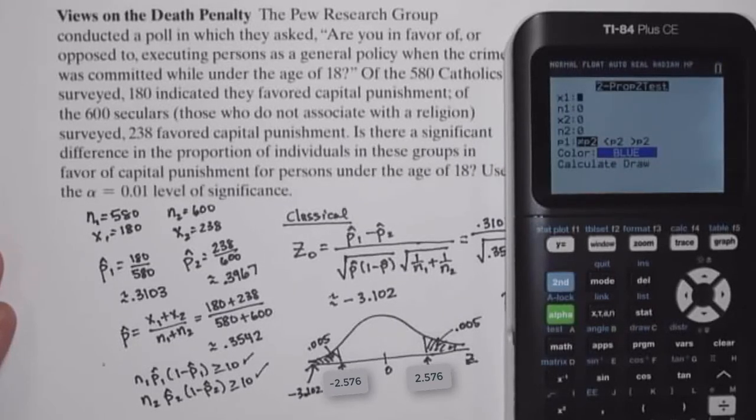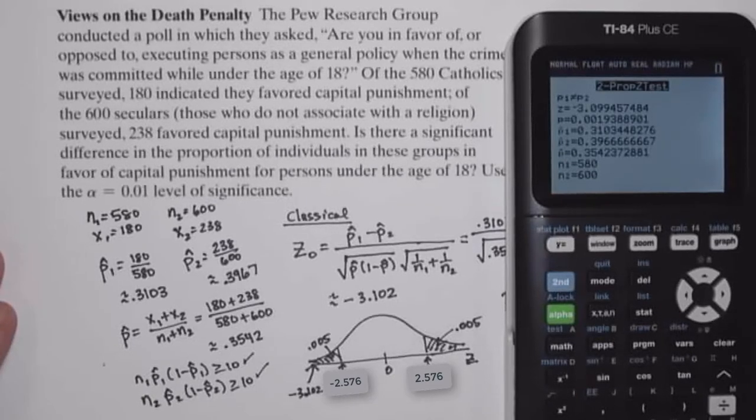So again, we called Catholics population 1 and the seculars population 2. So x1 is equal to 180 out of n1 was 580, and x2 was 238 out of n2, which was 600. So I just fill that in. I select the appropriate alternative hypothesis, which in this case was not equals to, and select calculate. When I select calculate, the calculator returns the test statistic, negative 3.099, and the p-value, 0.0019. Notice it also gives me what p-hat1, p-hat2, and p-hat, the pooled proportion, is as well.